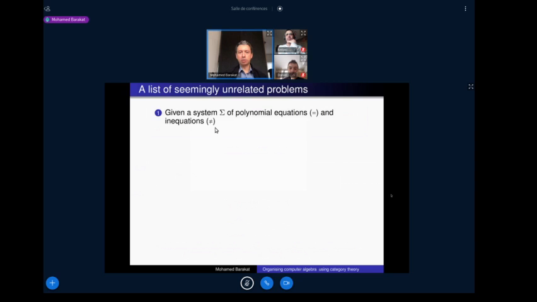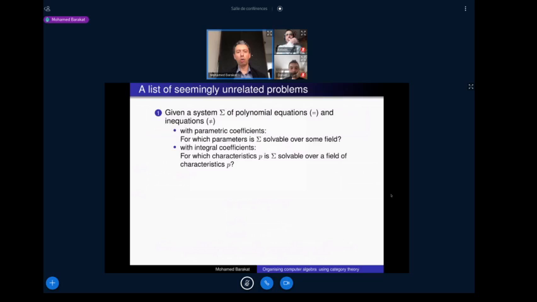So let's start with some seemingly unrelated problems. Given a system sigma of polynomial equations and inequations, this is what I mean by inequations, so not equal to, with parametric coefficients, then the question is for which parameters is sigma solvable over some field, or with integral coefficients, and then the question is for which characteristics P is sigma solvable over a field of characteristic P. So I'll come to this question on, well, probably on the very last notebook.